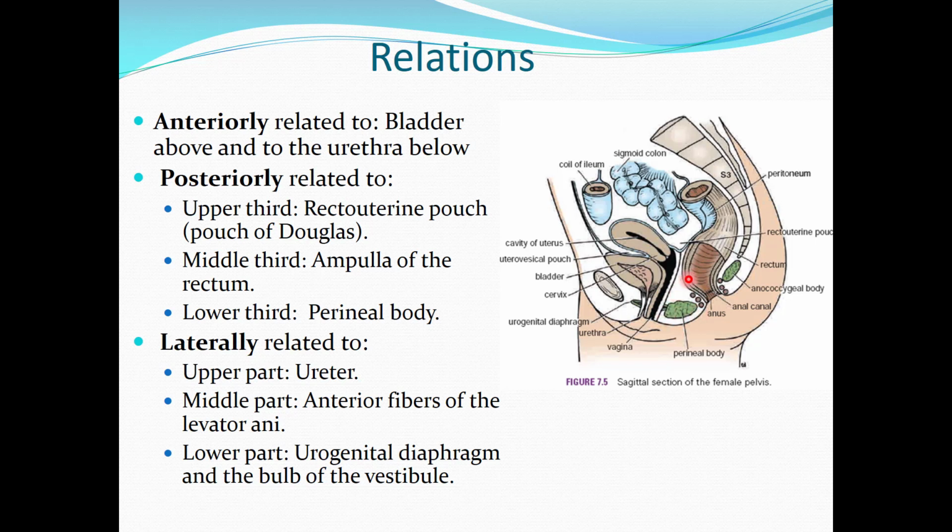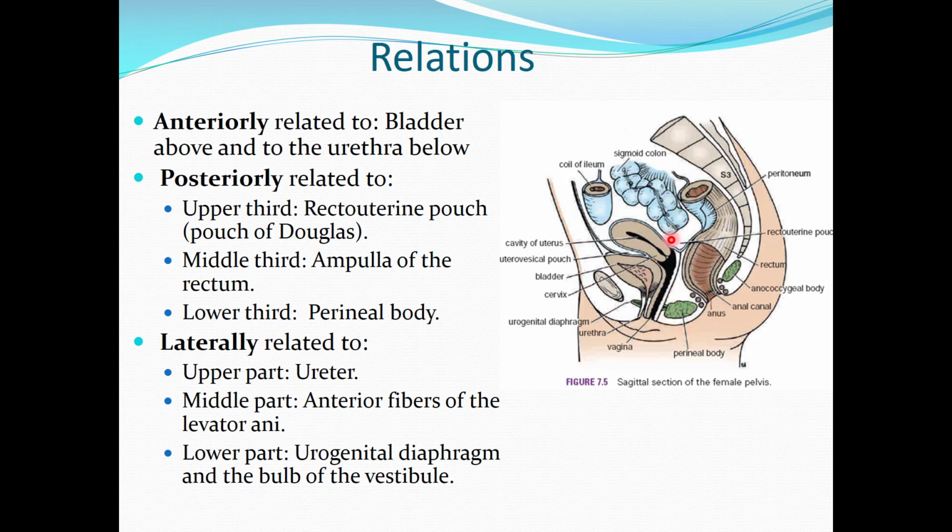perineal body. See here in this diagram, this is very obvious that upper part of the vagina is related with the recto-uterine pouch or the pouch of Douglas. Okay, then the middle part is related with the ampulla of the rectum. This is the ampulla of the rectum. It is related to the middle part of the vagina posteriorly, and inferiorly the lower part of the vagina is related posteriorly with the perineal body.